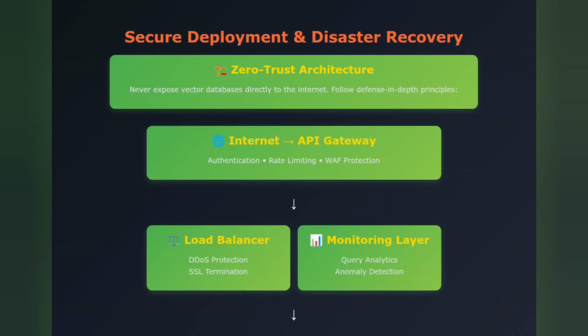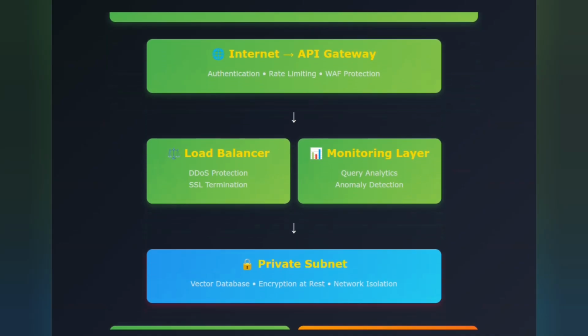For deployment, follow zero-trust principles. Never expose your vector database directly to the internet. Use API gateways, implement rate limiting, and always deploy in private networks. Here's a secure architecture pattern. VectorDB in private subnet, API gateway with authentication, load balancer with DDoS protection, WAF filtering malicious requests, monitoring at every layer.